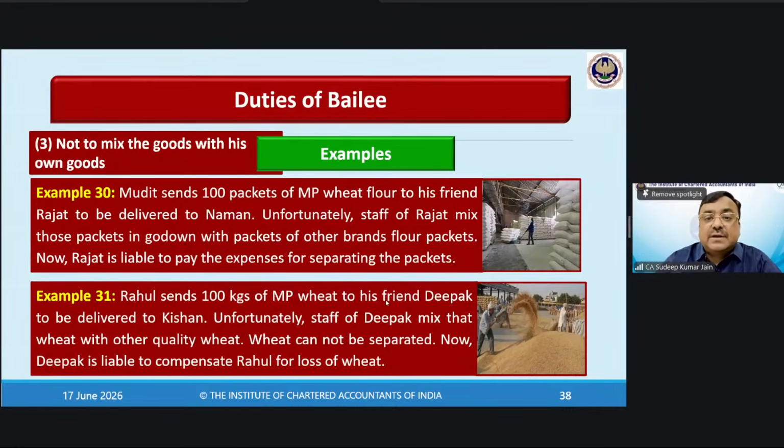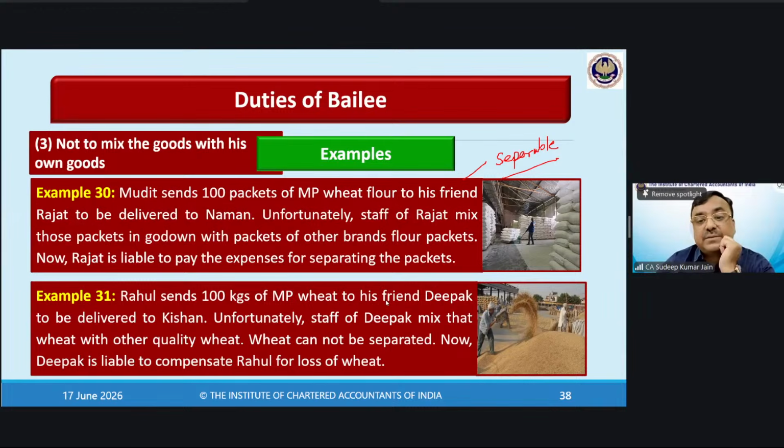Example 30. The case of separable goods. Mudit sends 100 packets of MP wheat flour to his friend Rajat to be delivered to Naman. Unfortunately, staff of Rajat mixed those packets in godown with packets of other brands flour packets. Packets can be separated. Now Rajat is liable to pay the expenses for separating the packets.